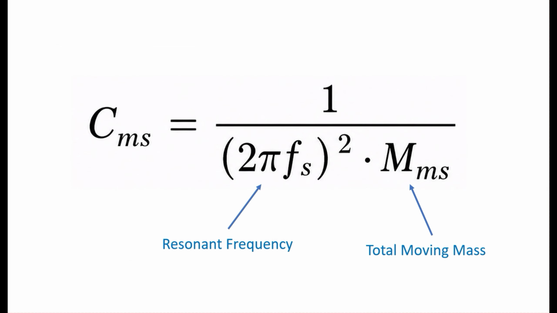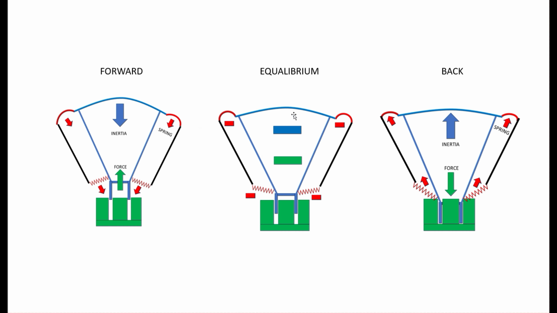Okay, well, this is the formula for CMS. It's related to the resonant frequency and the moving mass of a speaker, and we'll come back to resonant frequency and how CMS and moving mass are related to it later. But what I want to do is explain how this speaker compliance stiffness thing works. So here I have a diagram of a speaker in three different states or stages of its oscillation. Here in green is the motor, here in blue is the voice coil and the cone, and in red is the surround and the spider, which is the suspension.